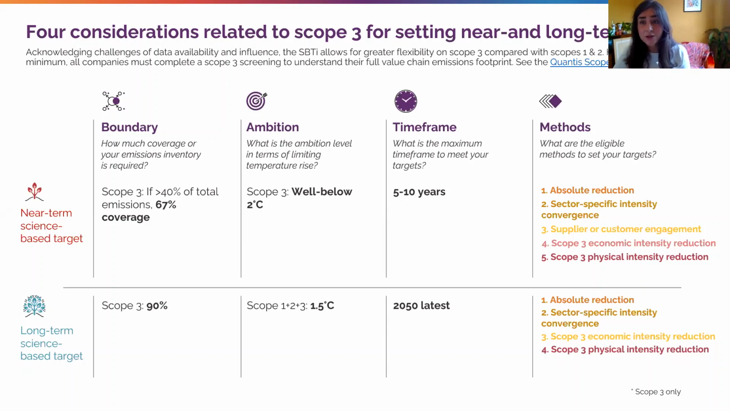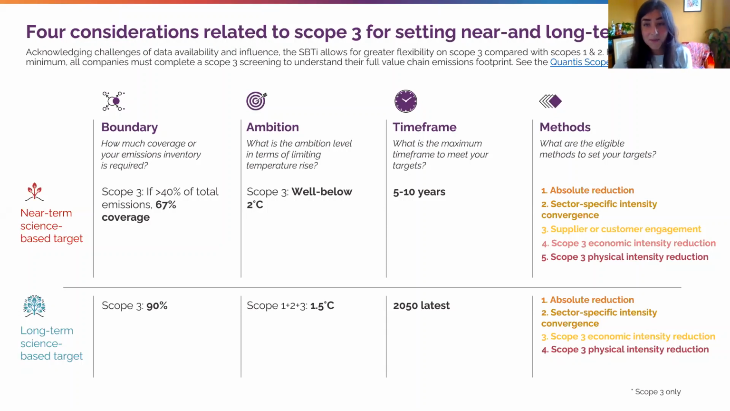In the long term, to align with net zero, all companies have to include scope 3 and they have to include 90% of their scope 3 emissions. When it comes to the level of ambition, again, there's more flexibility in the near term. So with scope 3 targets, they have to align to a well below 2°C temperature goal. But for long-term science-based targets, we're really aiming for aligning with net zero and 1.5°C pathways. So all scopes have to align to 1.5°C. So there's an increase in ambition over time.